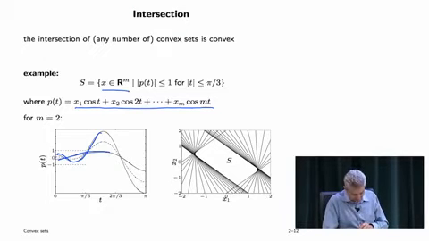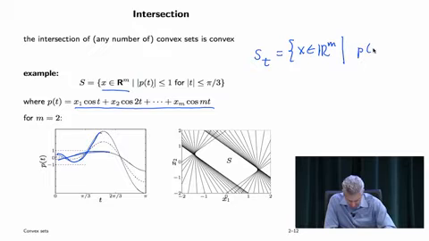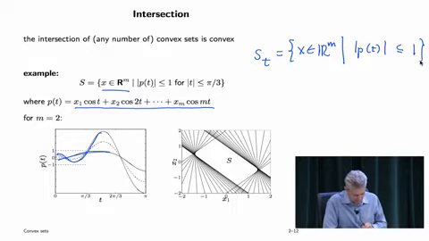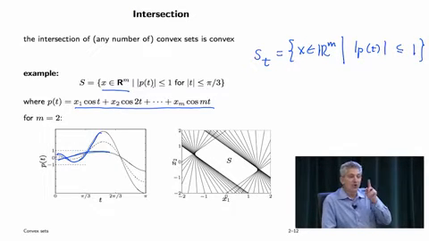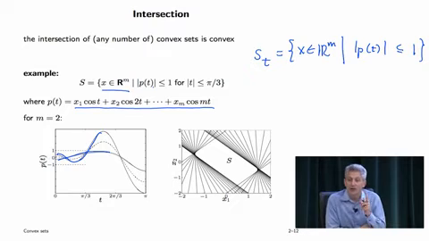Okay, so here's a super quick proof of it. It's really simple. It goes like this. I'm going to introduce S sub t, and that's going to be the set of x in R^m for which the absolute value of p(t) is less than or equal to 1. So that's S_t. And notice it's just a single t. That's for each t, I get this set. I want you to tell me what that set looks like.